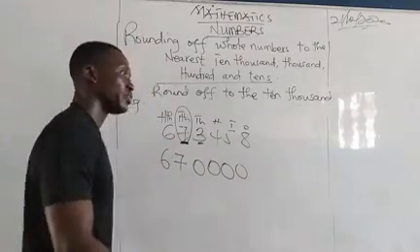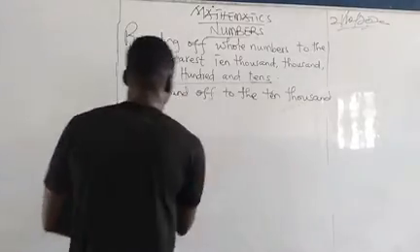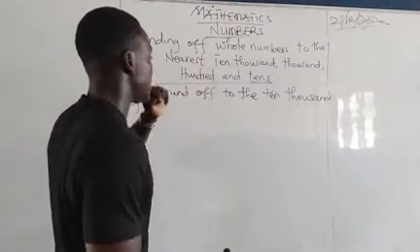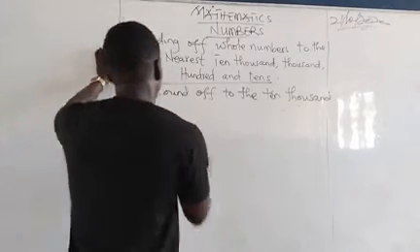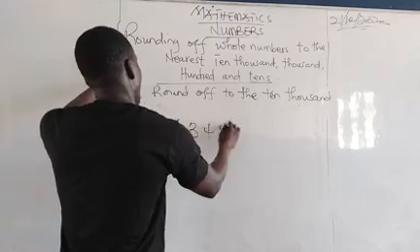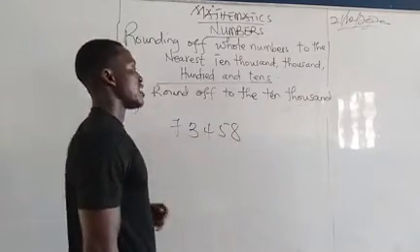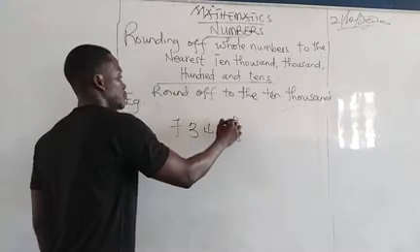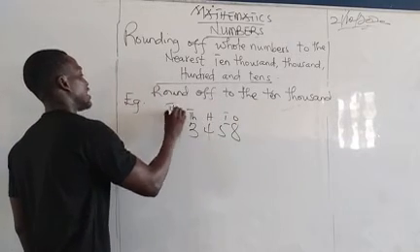Last example. Then we call it a day. So to the nearest 10,000: 7, 3, 4, 5, 8. I said first, write your names: ones, tens, 100, 1,000, 10,000.